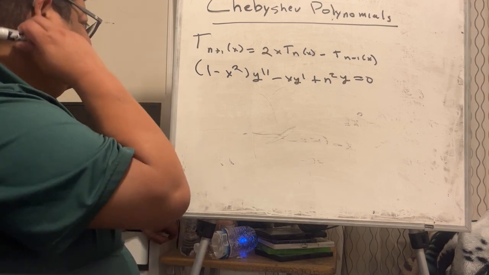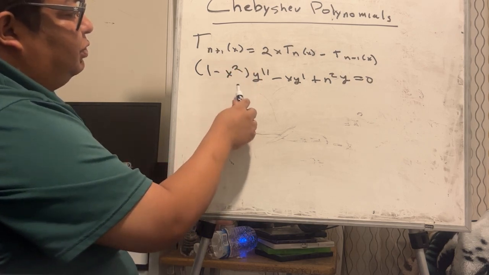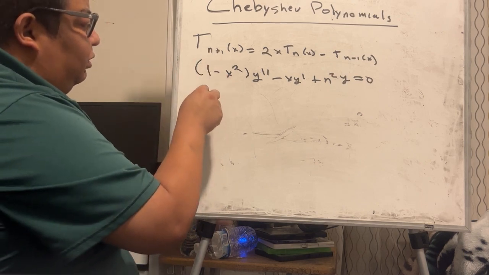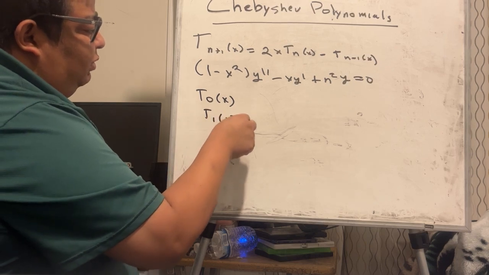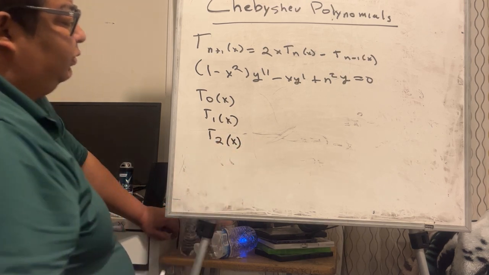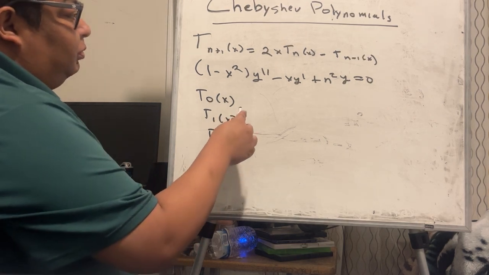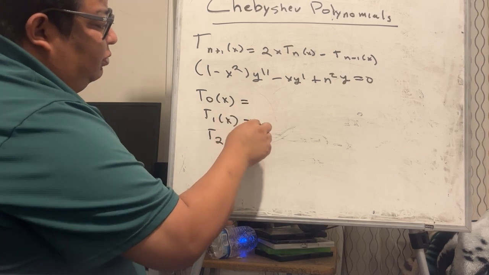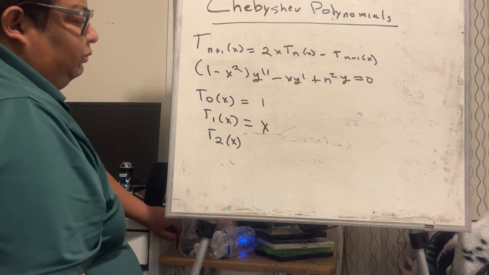To show you that that's the case, let's compute. Each Chebyshev polynomial is a solution to this differential equation. So let's compute T0 of x, T1 of x, and T2 of x. Once we have this, we can show that each of these is a solution. First of all, these two are given. T0 is equal to 1, T1 is equal to x.